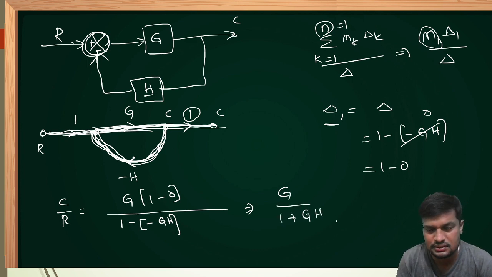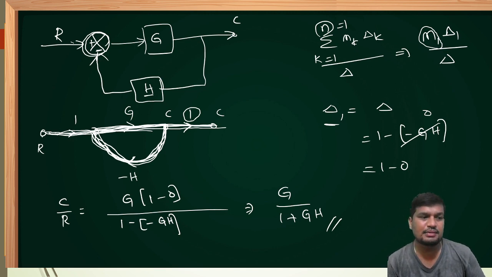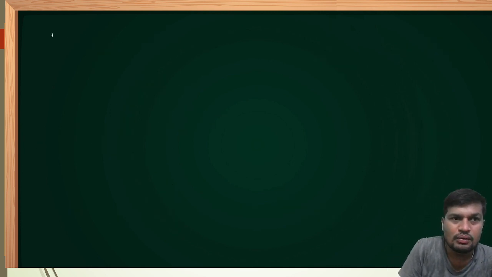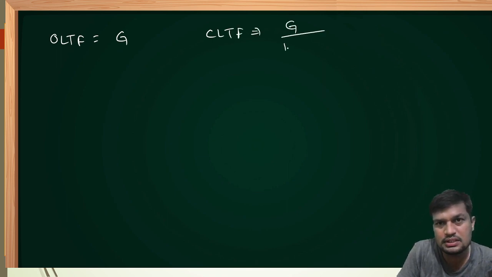If you use either the signal flow graph concept, that is Mason's gain formula, or the transfer function, that is the general discussion, the result remains the same. I hope everybody understands. Dear friends, now overall gain in case of open loop system is G. Closed loop transfer function, or overall gain of closed loop system, is G upon 1 plus GH.